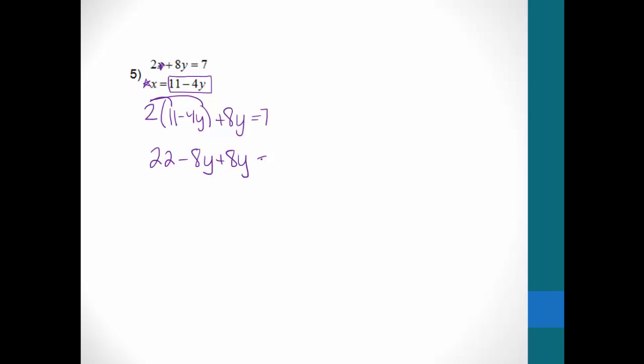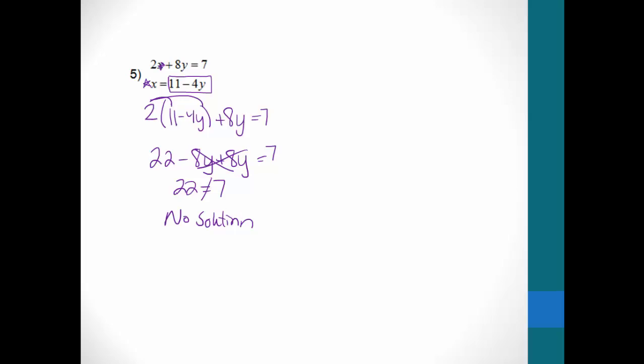Plus 8y equals 7. All right, now notice something kind of crazy is going to happen here. When I go to combine like terms, negative 8y plus 8y is nothing. So I just end up getting 22 equals 7. So notice my y's drop out. So basically what that's meaning is that there is no y left to solve for anymore, and I just get an equation that says 22 equals 7. 22 definitely does not equal 7. So what we just found out was that there is no solution to the system of equations.